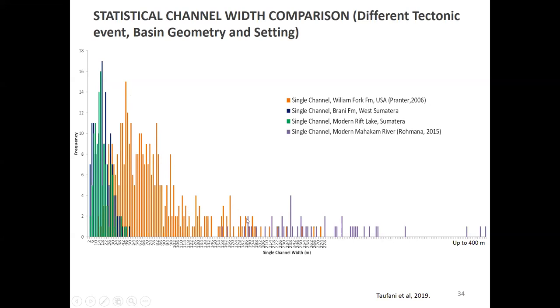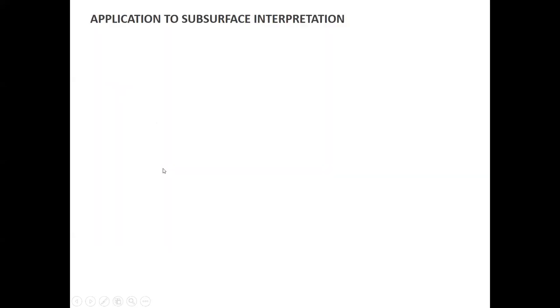We also put in the single channel from the Mahakam River, the modern Mahakam River, from Ramahana, 2015. So the channel is quite a bit larger than the previous ones. This is what I can share, and this is the application to the subsurface.